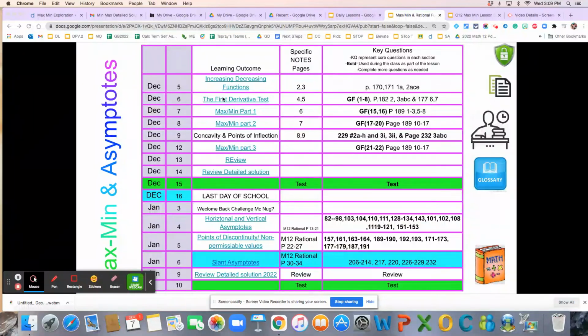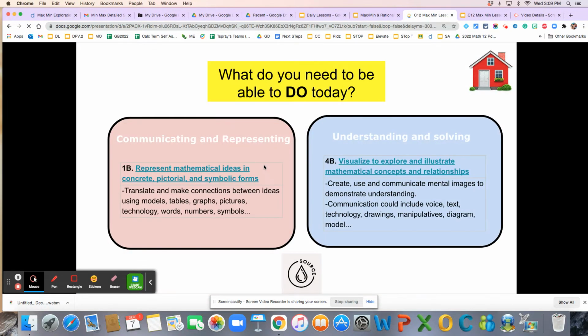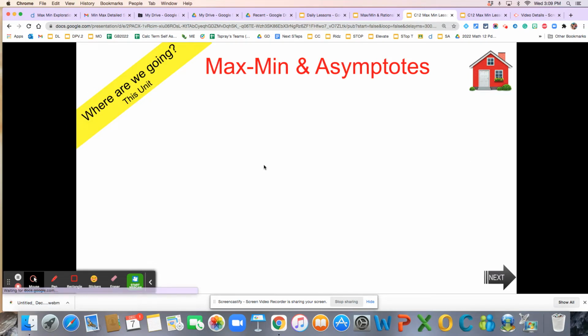Okay, friends, welcome back. We're going to take a look at the first derivative test. So you know what intervals of increase and decrease are, and we're just going to take it to the next level, where we can figure out intervals of increase and decrease on functions that we don't know what they look like, or functions that we do but are more complicated. So let's get into it.